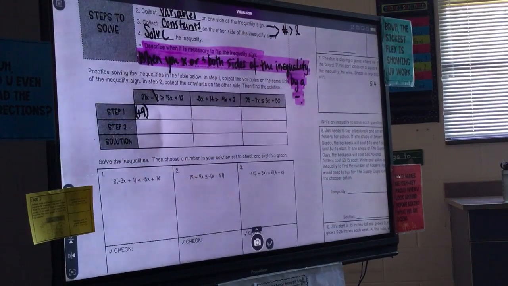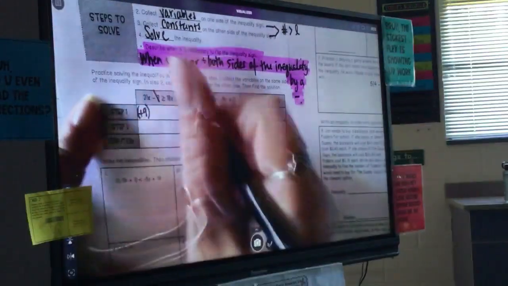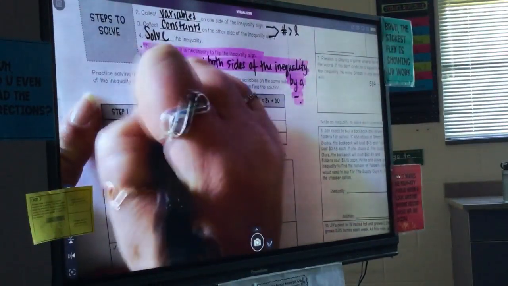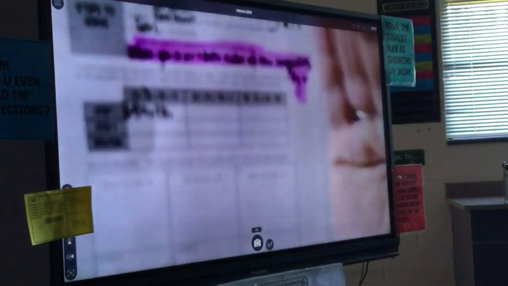So we're adding 9 to this side. So then we end up with 21x is greater than or equal to 18x plus, well, what is 12 plus 9? 21. Oops, plus 21.